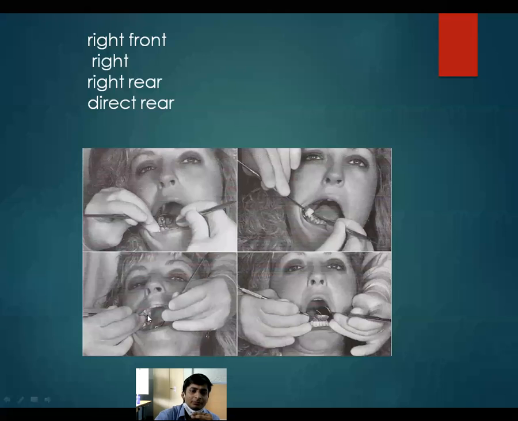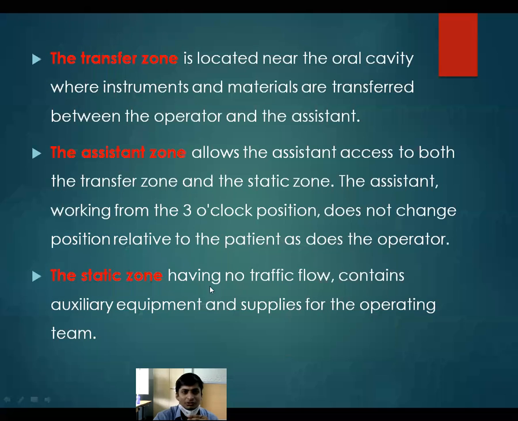For your maxillary posterior teeth, you can use the 11 o'clock or a right rear position. You can see here, the operator is sitting at the back of the patient at the 11 o'clock position, and he is performing while seeing in the mouth mirror. This is the 11 o'clock position, and this is the direct rear position or 12 o'clock position. Suppose you have to perform on the lingual aspect of your mandibular anterior teeth or the lingual aspect of your maxillary anterior teeth, you can sit in the direct rear or 12 o'clock position and perform procedures on the anterior teeth. So these are the different hand positions according to your sitting position.